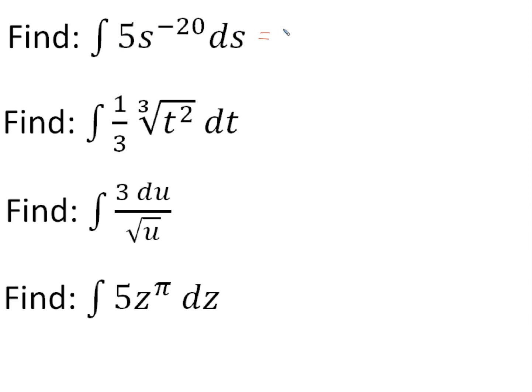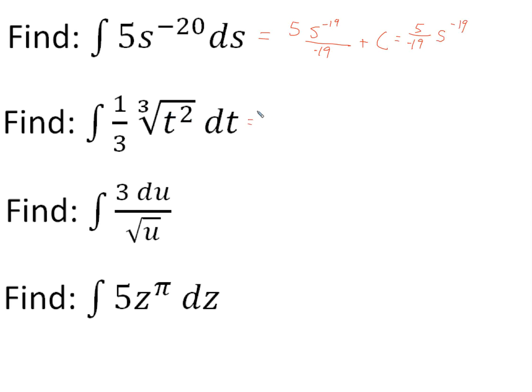So the 5 comes along for the ride, and then we'll have s to the n plus 1. Negative 20 plus 1 is negative 19. And this needs to be over negative 19, plus c. So better yet, this would be 5/19, negative 19, s to the negative 19.